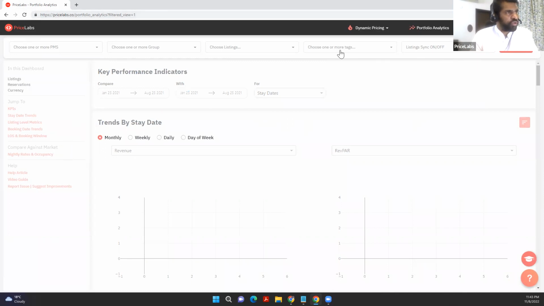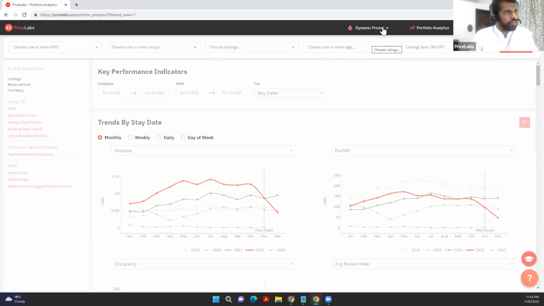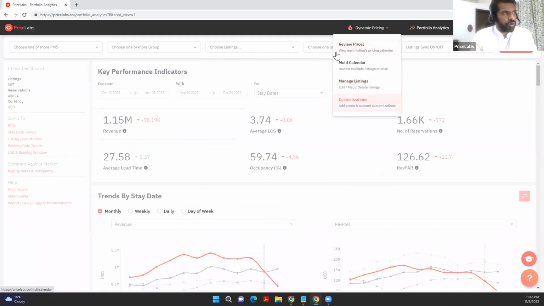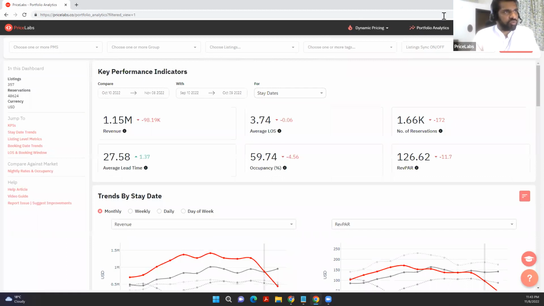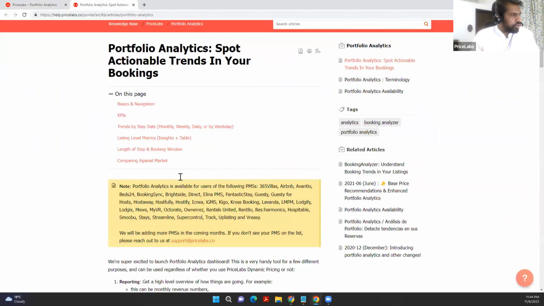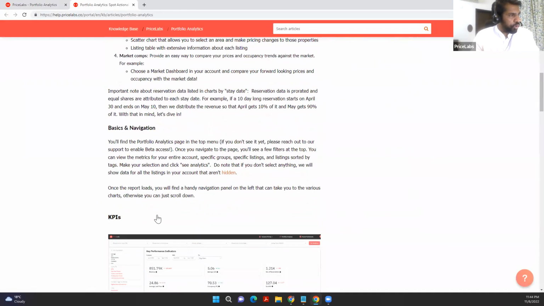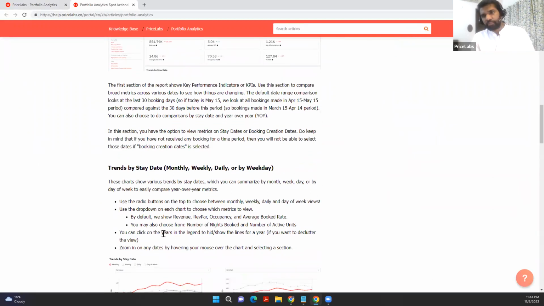How do you access portfolio analytics? It's on the top black bar in PriceLabs. You'll see dynamic pricing, which is the key product that most of our users use, but you'd also see portfolio analytics. It's a free to use tool so that you can analyze what's happening with your business. And on the left-hand side, we have certain help and video guides here. If you click the help article, you'll also get a sense of what each of these graphs represent and do. I'm going to quickly chat about it.